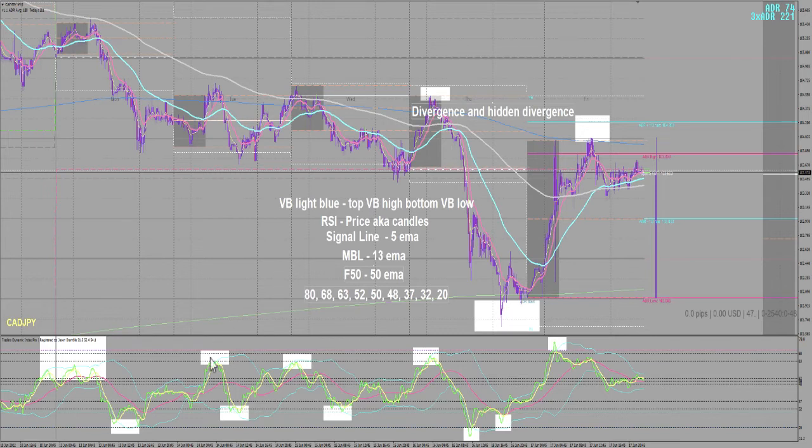But anyway, we came off this high, pulled below the 13 EMA. That's the 13 EMA. We pulled below the 50. And so now all I'm doing is looking for pullbacks to the 5 EMA in this small area to get back in for more sales.